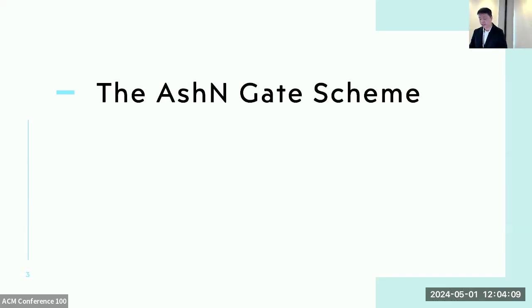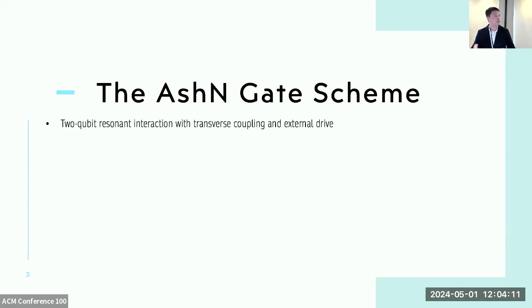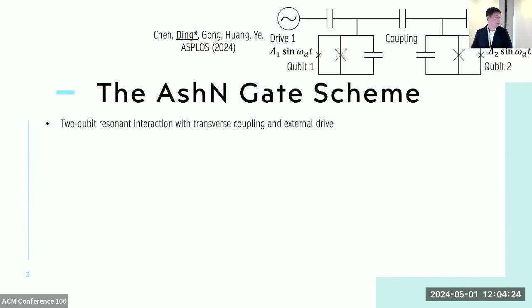Okay, so now I'm going to go into the ASH-N gate scheme itself. We assume we have a specific hardware device. The device is a 2-qubit resonant interaction with transverse coupling and external drive. That's a mouthful. What that looks like in hardware, at least for superconducting qubits, is the following. It looks like a regular circuit, but these are superconducting, and the X's are Josephson junctions, which are nonlinear inductors. So they're kind of like LC oscillators. The LC oscillator on the left and the LC oscillator on the right are our 2 qubits. And then they have some capacitive coupling in the middle.